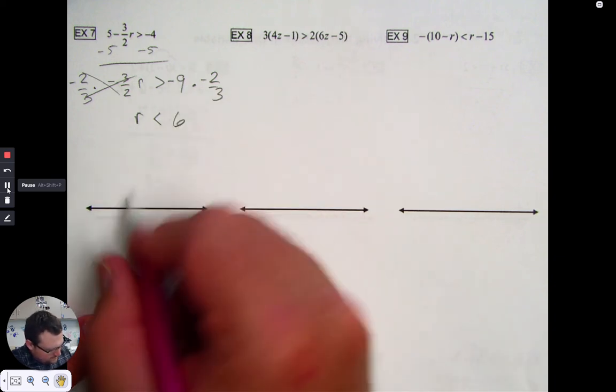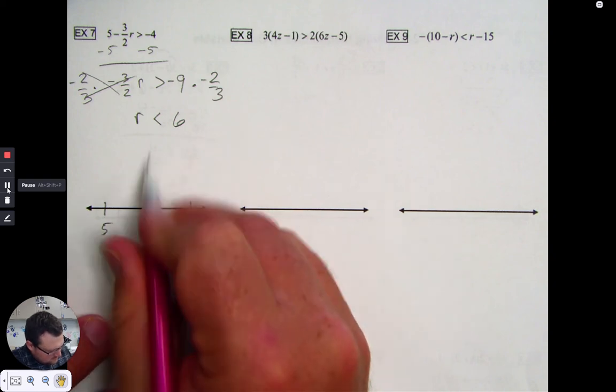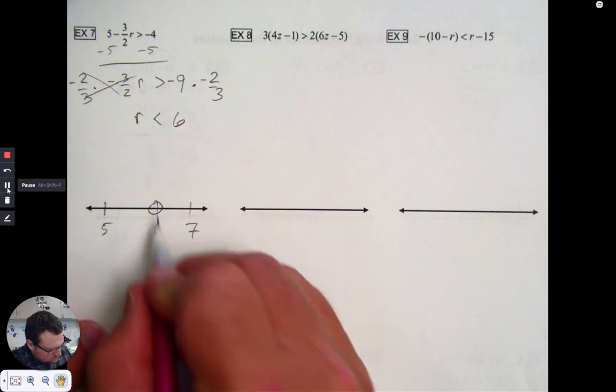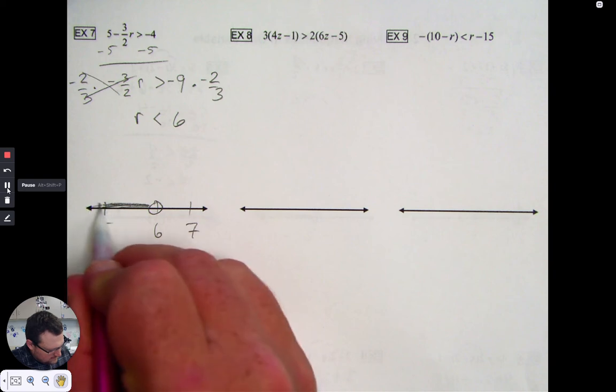So now at this point, I just need to graph 5, 6, 7. R has to be less than 6, so we have r is less than 6. So for r to be less than the 6, it'd have to go to the left.